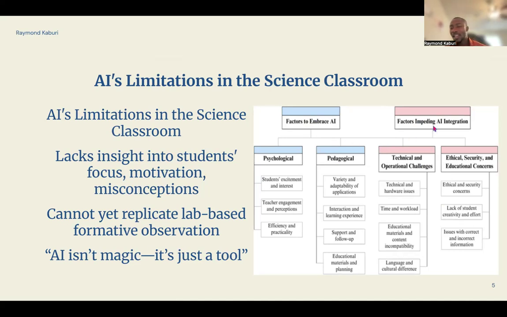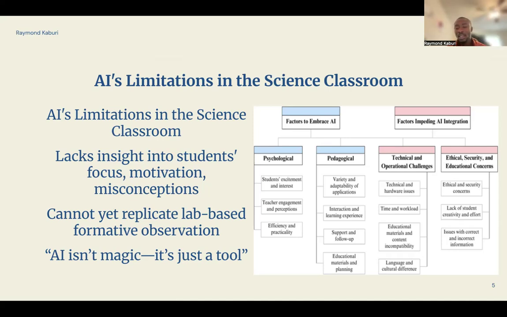And the factors that are impeding this integration, we can talk about technical issues. These are also some kind of limitations. Technical issues, that is hardware. We can also have ethical, security, and educational concerns. There are some schools that lack student creativity effort, and issues that have to do with correct and incorrect information. All these are things that the schools have to put in place to make sure that we have an effective use of AI.